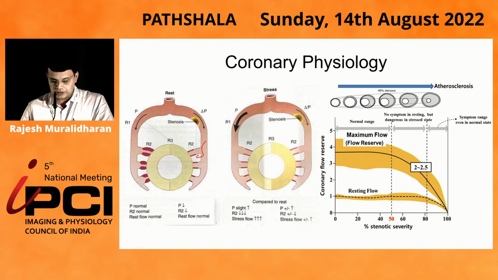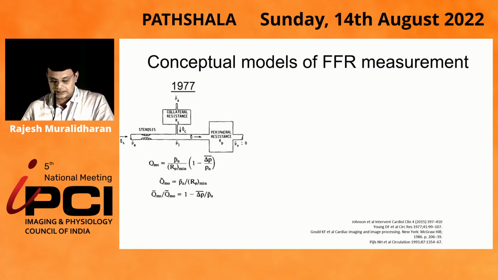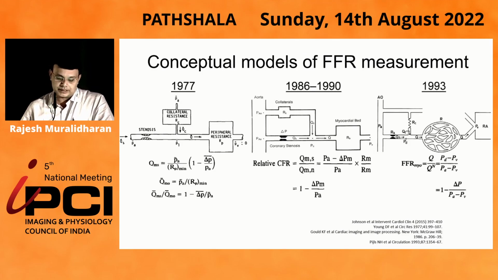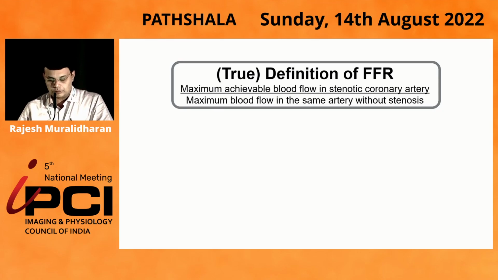And we have been attempting to measure this with very different modalities, and FFR has stood the test of time. In fact, FFR over 16 years had 3 different conceptual models, but the one that has stood the test of time is the one proposed by Nico Pijls, which is the one that we use in recent times. So the true definition of fractional flow reserve is the maximum achievable blood flow in the stenotic coronary artery divided by the maximum blood flow in the same artery without stenosis.